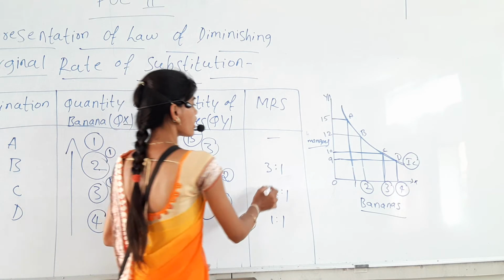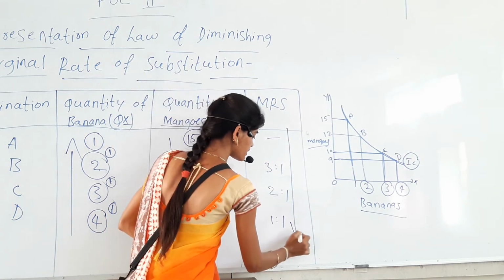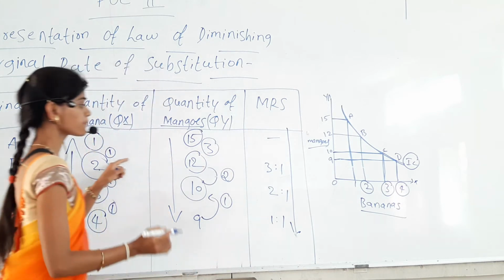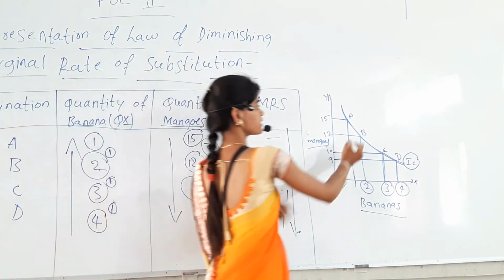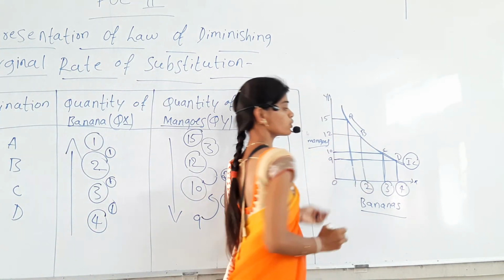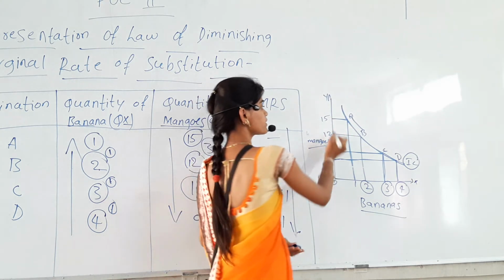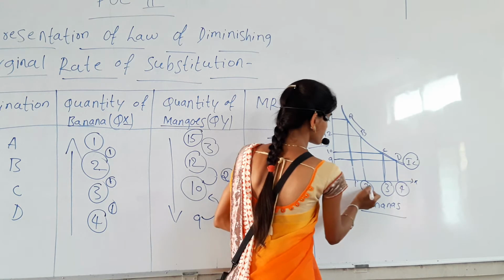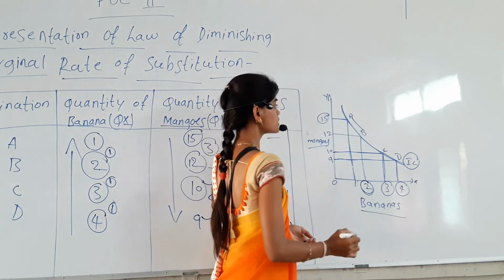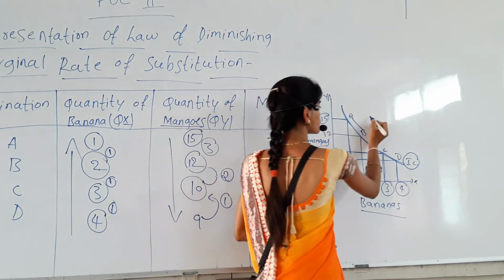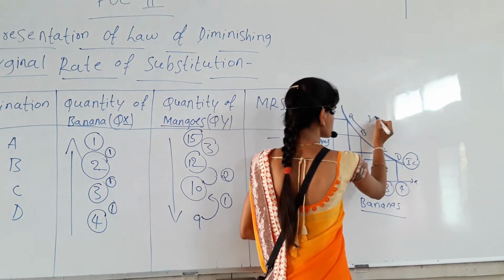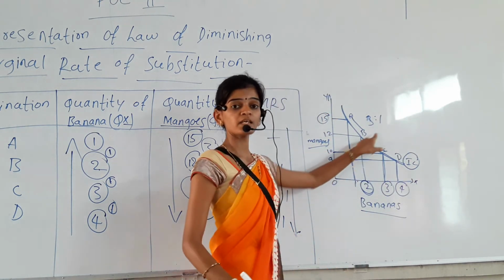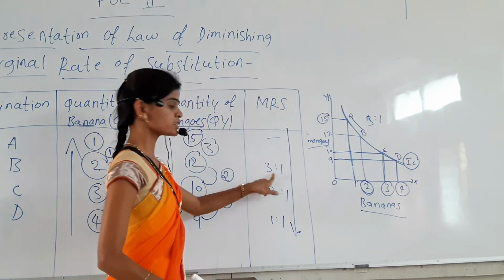So, how does MRS come? See, let us go with A and B. Here it is 15 mangoes and 2 bananas. So he has to forgo 3 mangoes for 1 banana, that is 3:1.